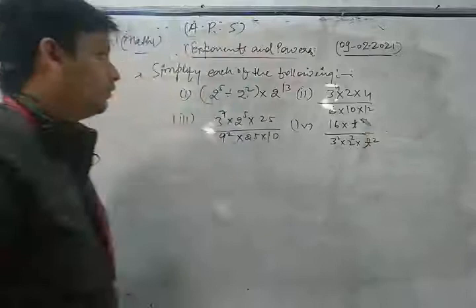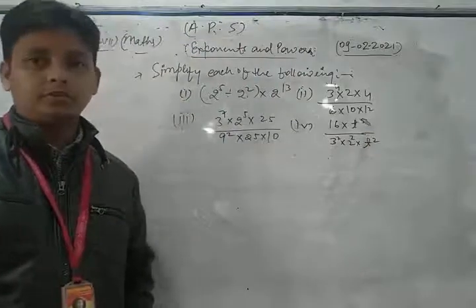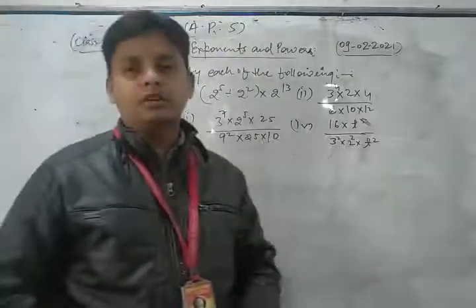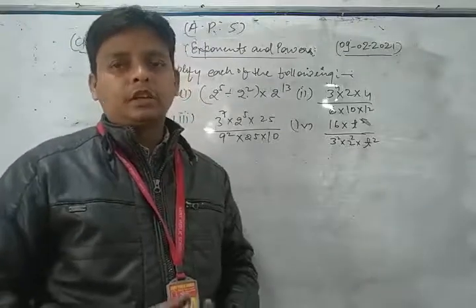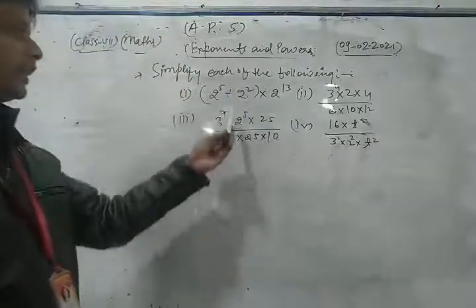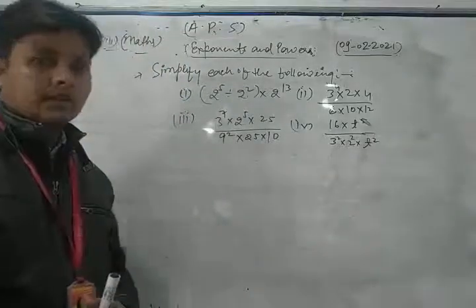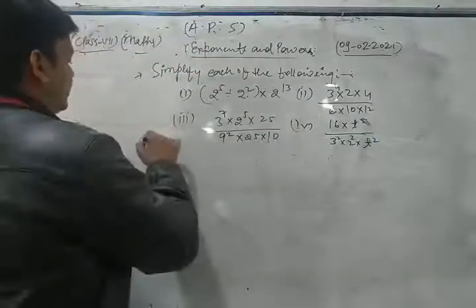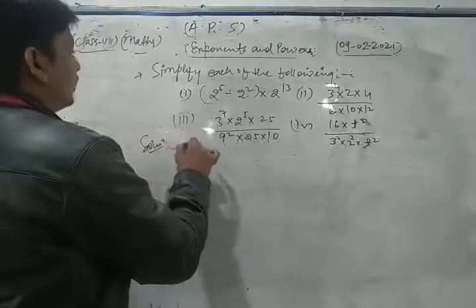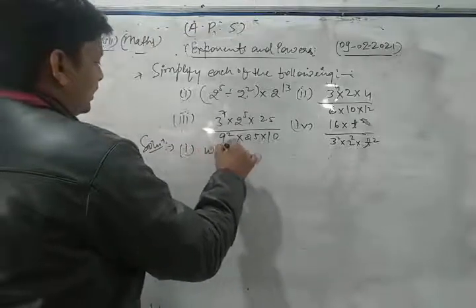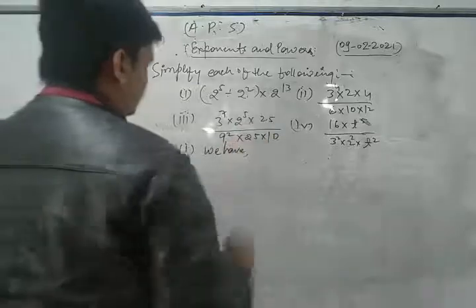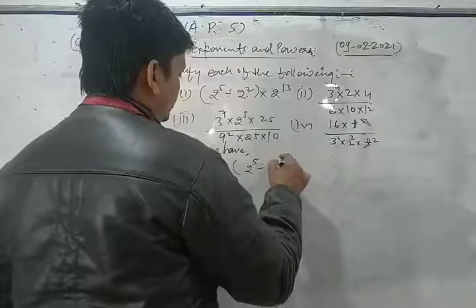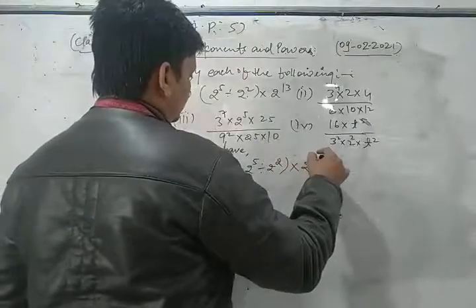Now let's see, we simplify each of the following values. Dear students, we just discussed all the basic laws of exponents of that chapter. Now we can solve each and every question based on those laws. So first of all, we take the first part of this question and simplify it. The question is 2 power 5 divided by 2 power 2 multiplied by 2 power 13.